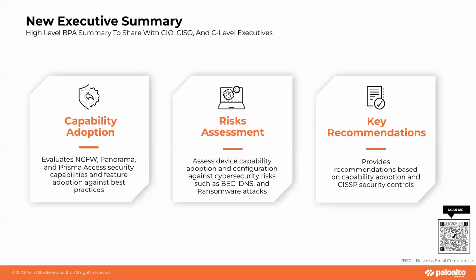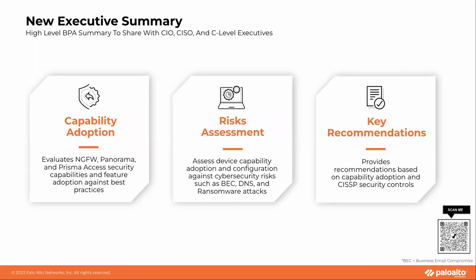So here we have the executive summary, which can be accessed through the direct HTML report and the top tab. This is a feature that we are very excited to bring to the BPA. The new executive summary focuses on the capability adoption, which helps to evaluate device security capabilities and feature adoption against best practices by providing results which are easy to understand, especially for C-level executives, which helps them to make data-driven decisions more easily. It also focuses on risk assessment.